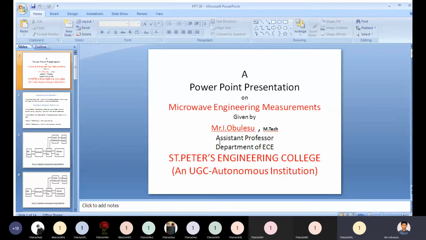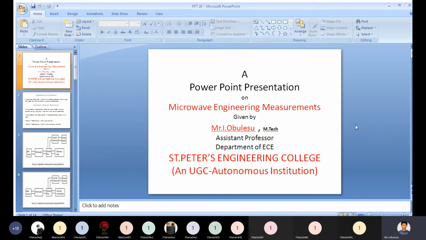Yes, sir. Right, fine. So today we are going to discuss measurement of impedance. All these parameters come under microwave engineering measurements only. Because of that reason, in this PPT we show microwave engineering measurements. So we are going to present a PowerPoint presentation on microwave engineering measurements. In this, we are going to measure the impedance value of a microwave engineer.